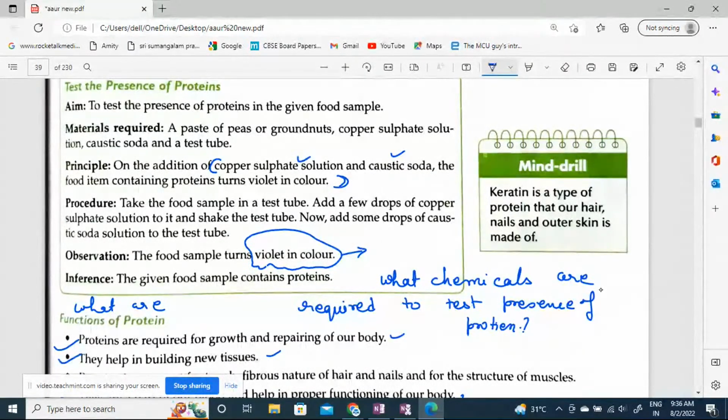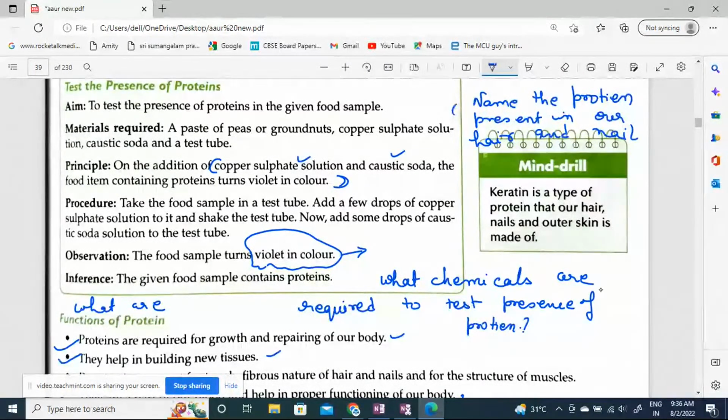Now listen, there is one more question. Name the protein present in our hair. That is keratin. But if the question is framed like this, you must always remember that it is correct.